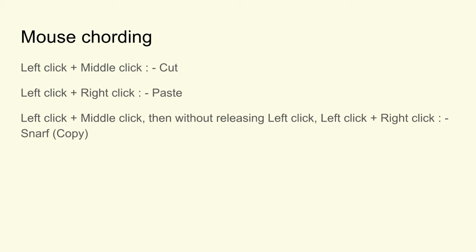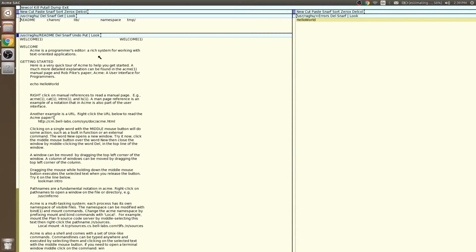Combinations of mouse buttons can perform different actions. Left click plus middle click will cut the text. Left click plus right click will paste the text.